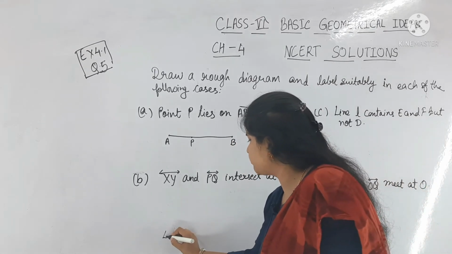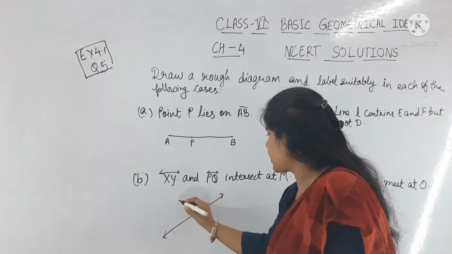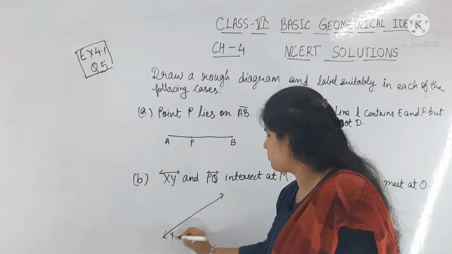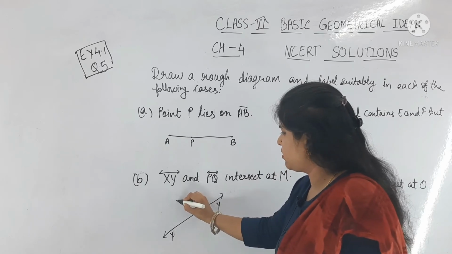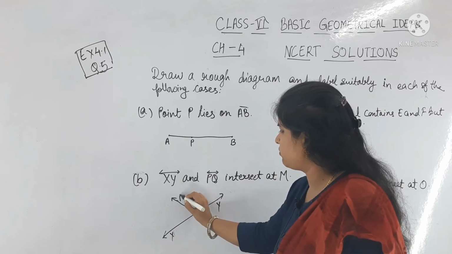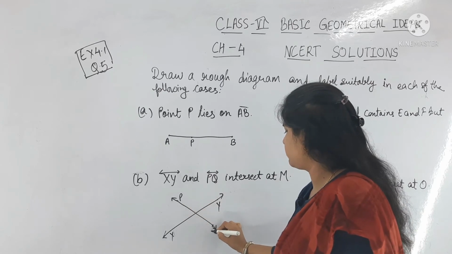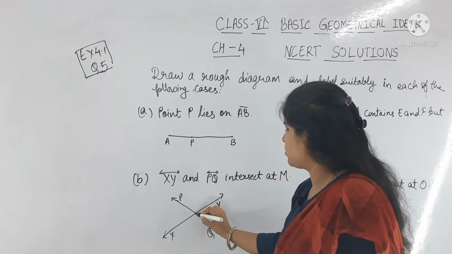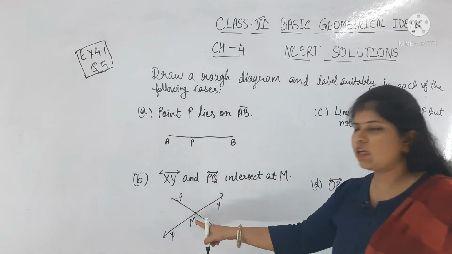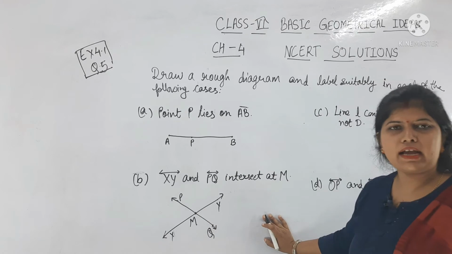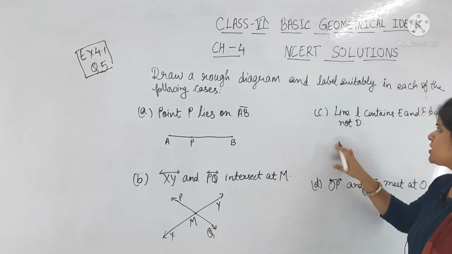Okay, so here this is XY, and this one is PQ line, intersecting at M. So this is the intersecting point. So this is the rough diagram for the B part. Okay, come to the C part.